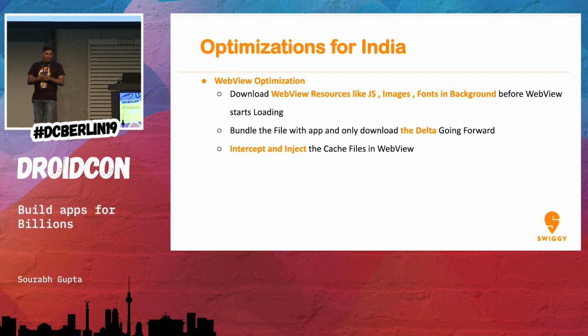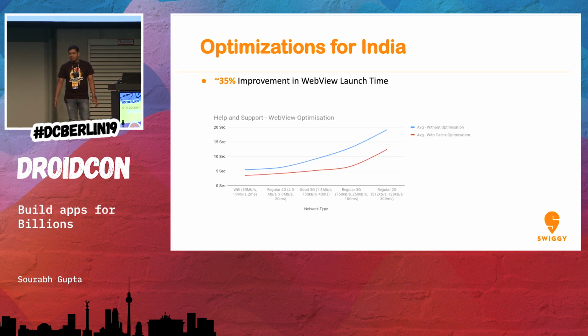Once the app launch happens and the user is using the app homepage, we make the call for that in the background, pass the last checksum, get the delta update only, and store it in a file. Next time when you try to launch the web view, we intercept it and inject all that data. How much improvement have we seen? We have seen a 35% improvement with this change. So we enabled the caching in our web view, and we have seen a 35% improvement in web view launch time.